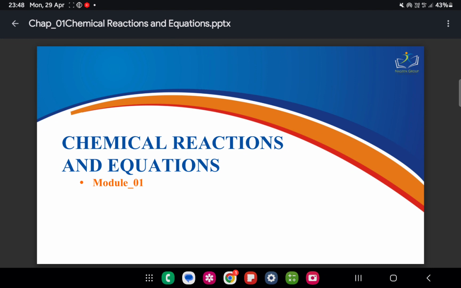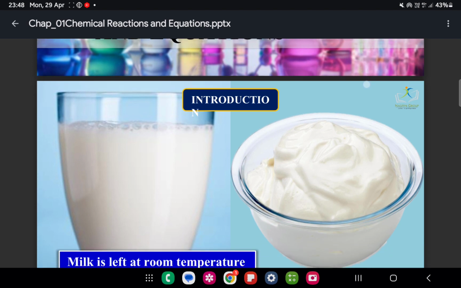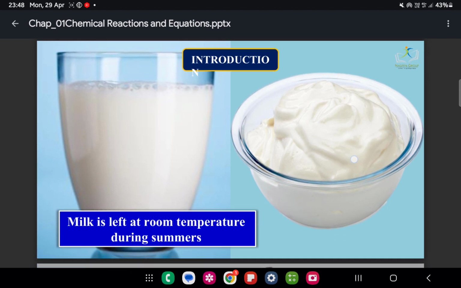Today we are going to take a new topic, chemical reactions and equations. Here we can see some chemical reactions and some equations, balanced equations, and all of that we will see here. Some examples have been given.